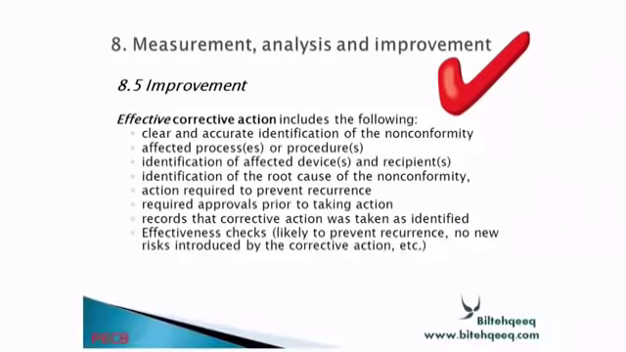Effective corrective action includes the following: clear and accurate identification of the non-conformity, affected processes or procedures, identification of affected devices and recipients, identification of the root cause of the non-conformity, action required to prevent recurrence, and required approvals prior to taking action. Records that corrective action was taken as identified. Effectiveness checks to prevent recurrence, and no new risk introduced by the corrective action. So every corrective action you take must be effective.